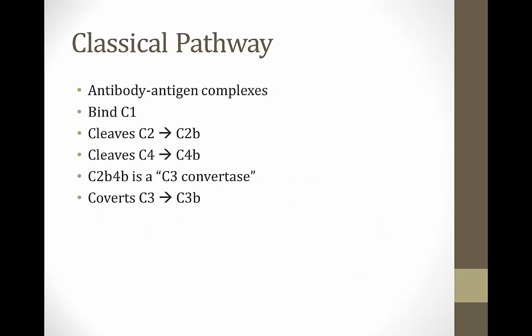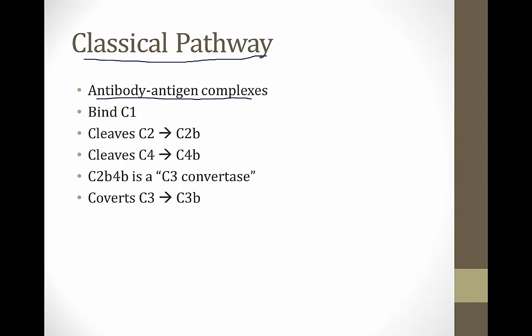The alternative and the lectin pathways are both examples of innate immunity. They do not involve the adaptive immune system, and they don't involve B cells or T cells or antibodies. But the third and final way by which C3 gets converted to C3b does involve adaptive immunity. This pathway is called the classical pathway, and it has to do with complement activation by way of antigen-antibody complexes.